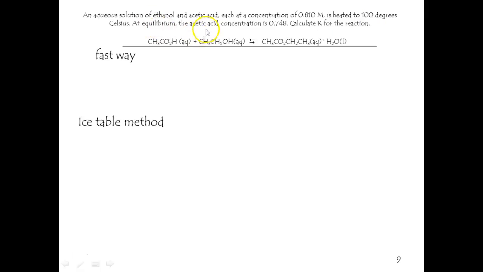At equilibrium, the acetic acid concentration, that's that again. Notice they didn't say a thing about the product, which is called ethyl acetate. This is an esterification reaction. Is now 0.748. So they're giving you two pieces of data for acetic acid, the beginning and the equilibrium. You also know the beginning concentration of this. We don't know a thing about that, and yet they say calculate K for the reaction.